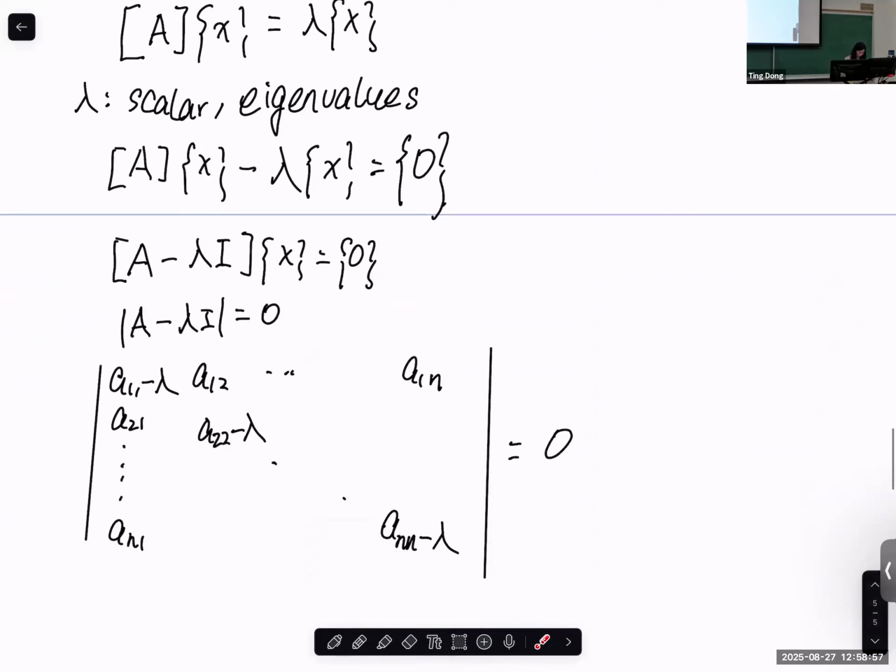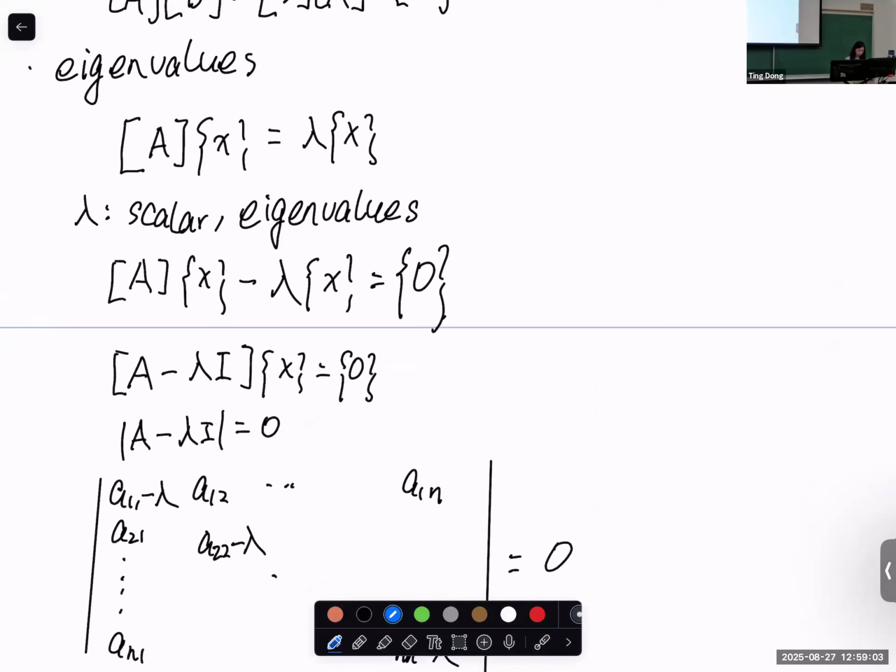If it gets more complicated, to use MATLAB, you can simply define the A matrix and then use eig(A). Then it will return the eigenvalues. So if it's an n by n matrix, we should have n eigenvalues.